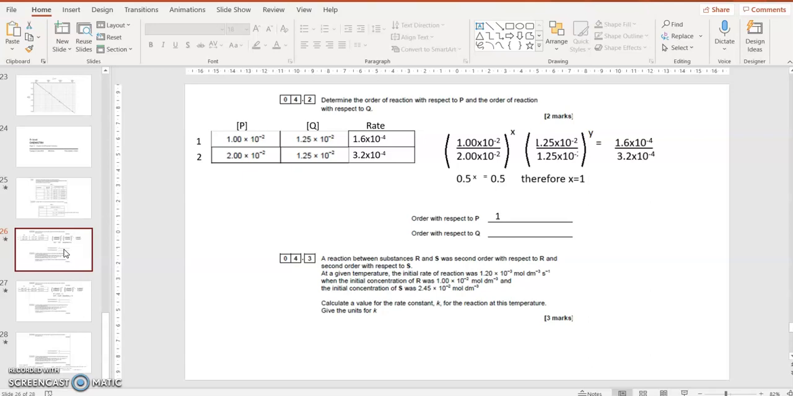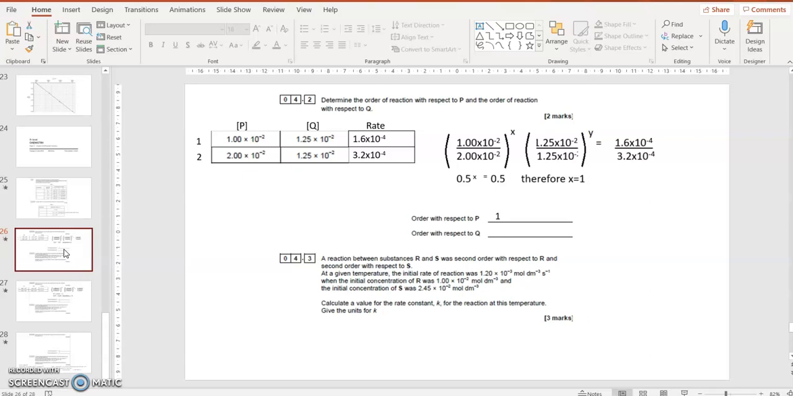0.5 to the x equals 0.5, because that middle one is going to cancel. 1.25 times 10 to the minus 2 divided by 1.25 times 10 to the minus 2 is going to cancel. So x must be 1. So the order with respect to P is 1.